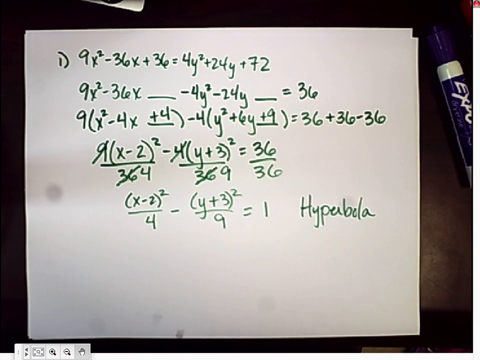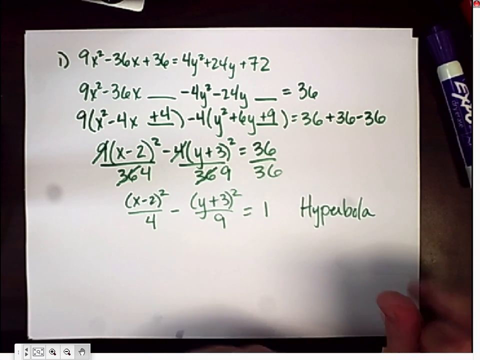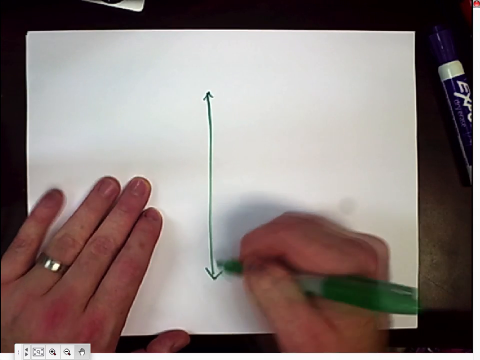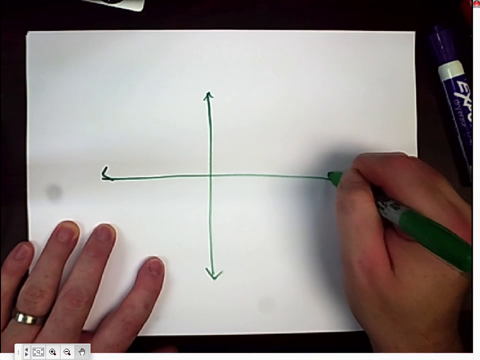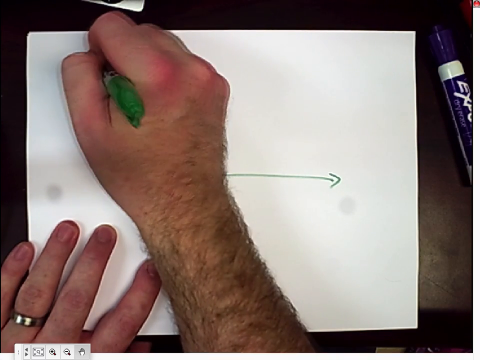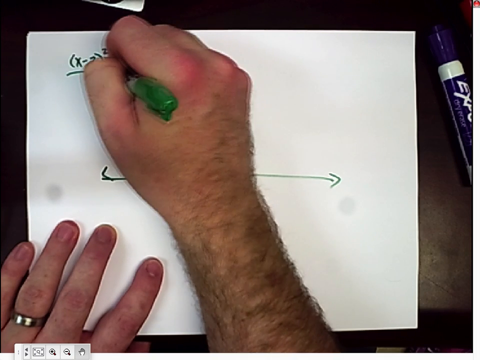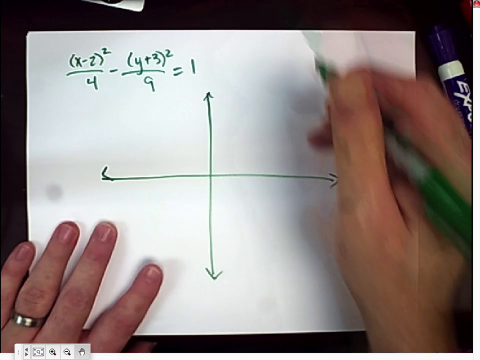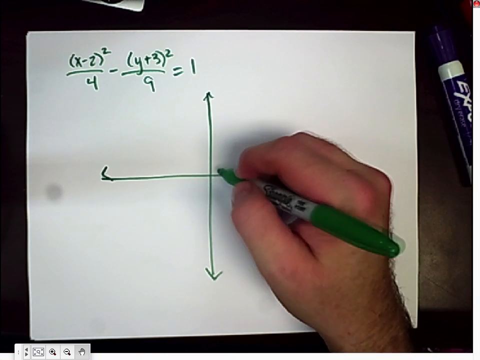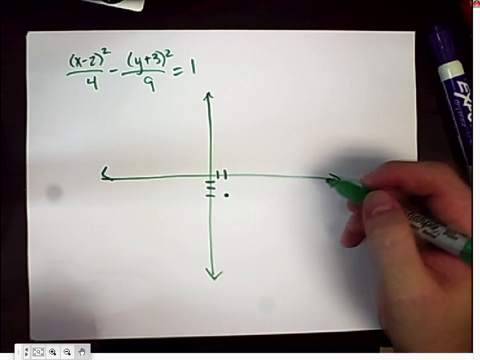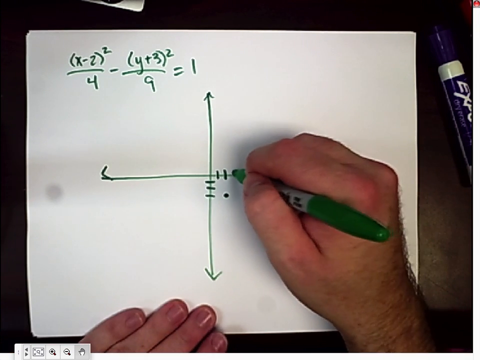And then graph it. So how do we graph? All right, so what's the first thing we know about the graph? The center. So we've got, if you remember, x minus 2 squared over 4 minus y plus 3 squared over 9 equals 1. So yes, the center is at 2, negative 3. Okay, what do we do in the x direction?